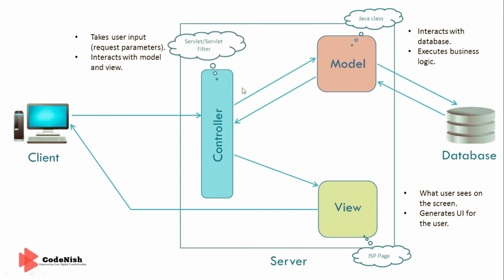How these three components interact with each other might be different for different MVC frameworks. How these components pass data between each other might be different for different MVC frameworks. But the overall picture will remain the same, and that is the application will be divided into three parts. So there will be a model, a view, and a controller. So that's it, guys.